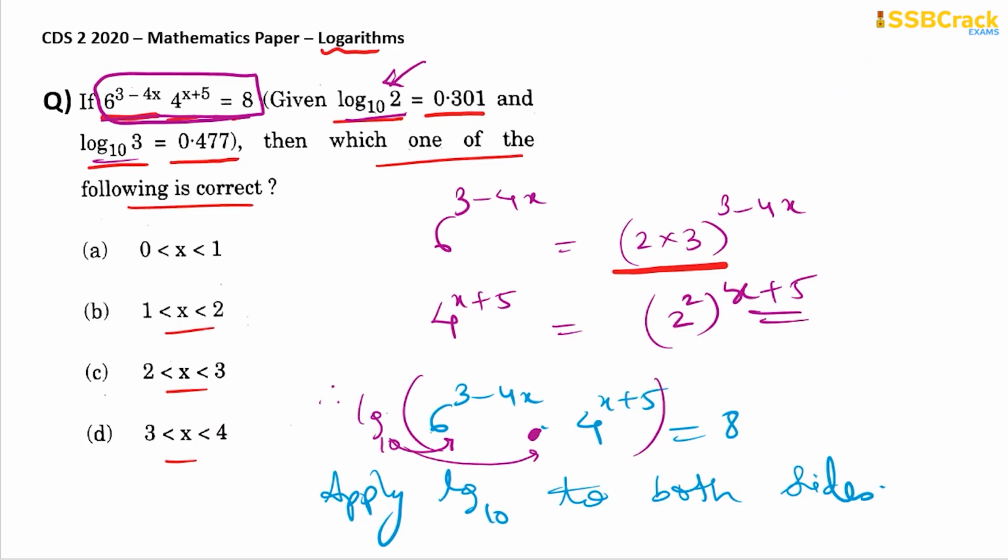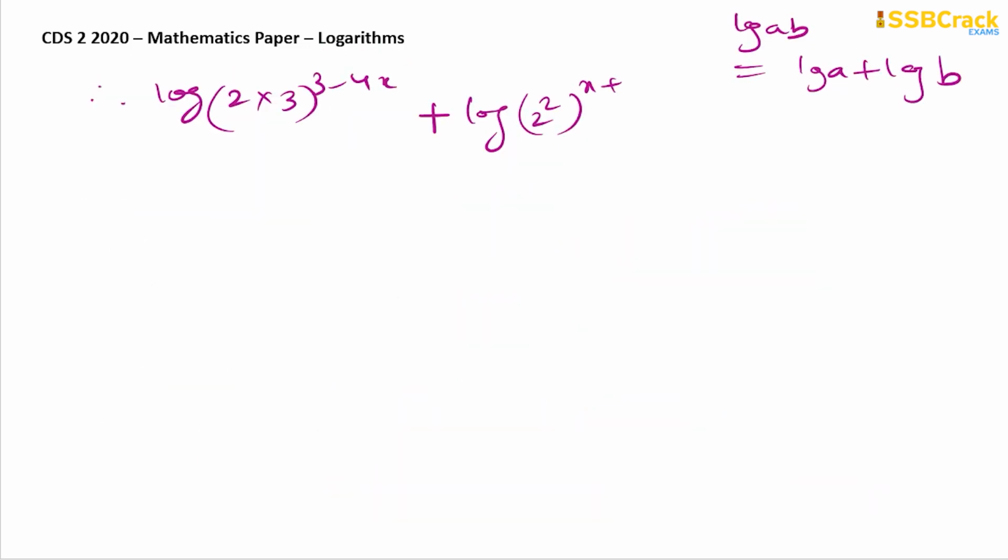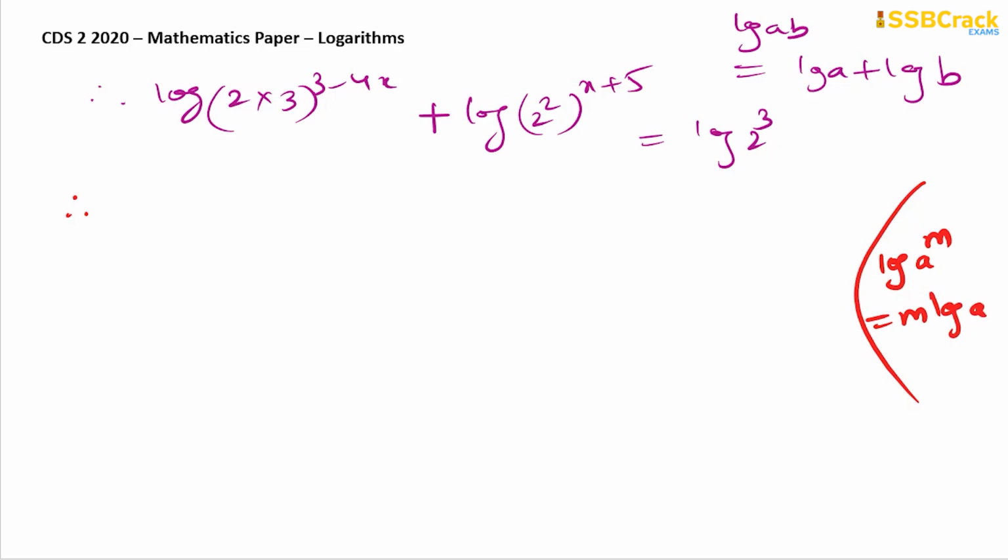See here, x plus 5, right? So this we have, and what is the right hand side? We have log of 8, which I can write as 2 to the power 3. So that we can now apply the power rule of logarithm that we know. We apply this rule of the logarithm that log of a to the power m is equal to m times log a, right? So hence we'll be getting here (3 minus 4x) times log of 2 into 3.